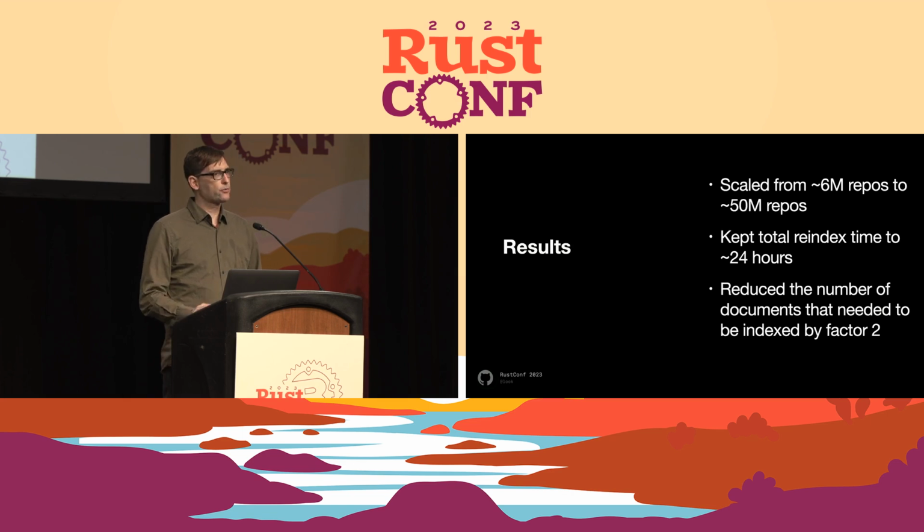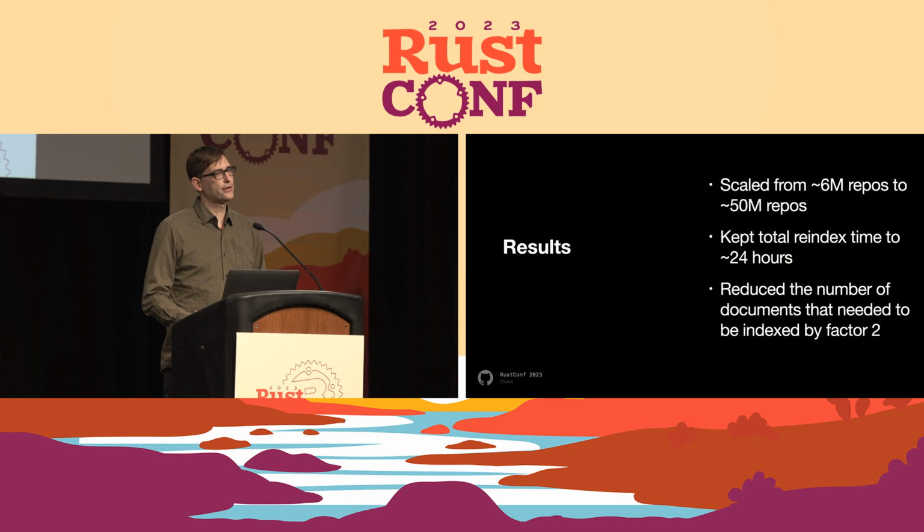So we were pretty happy with the results of this. We were able to scale from our technical preview phase of 6 million repositories to up to 50 million repositories. Meanwhile, we kept the total reindex time down to 24 hours. That's really important to us because we like to be able to experiment with the index format. And we reduced the number of documents that needed to be indexed by a factor of about 2 based on using this delta compression. So overall, we were pretty happy with how this worked out.